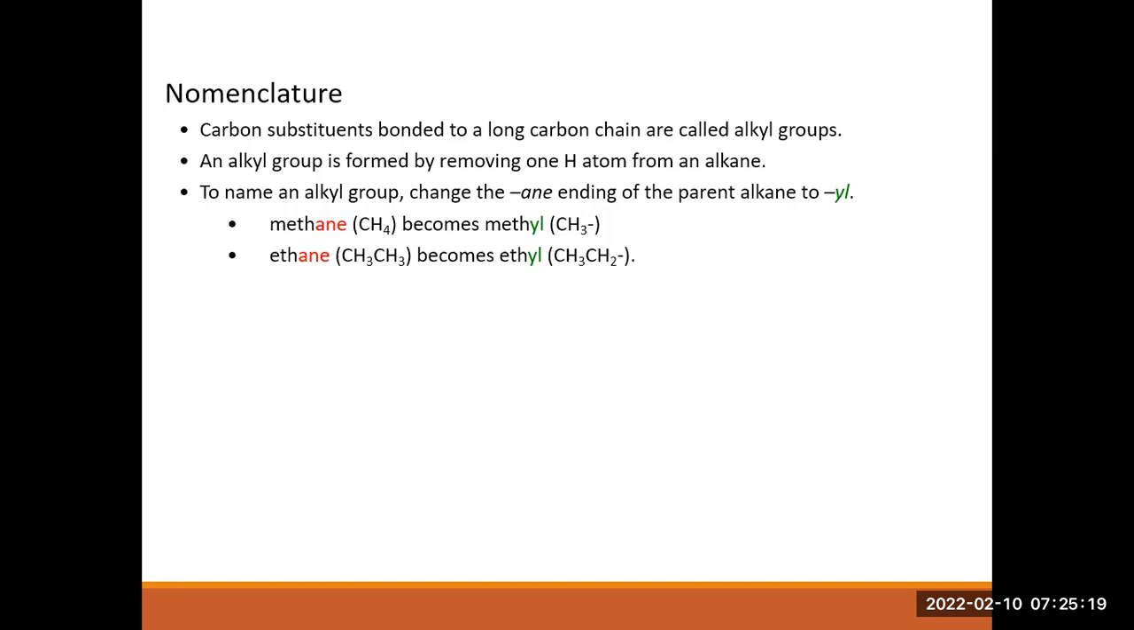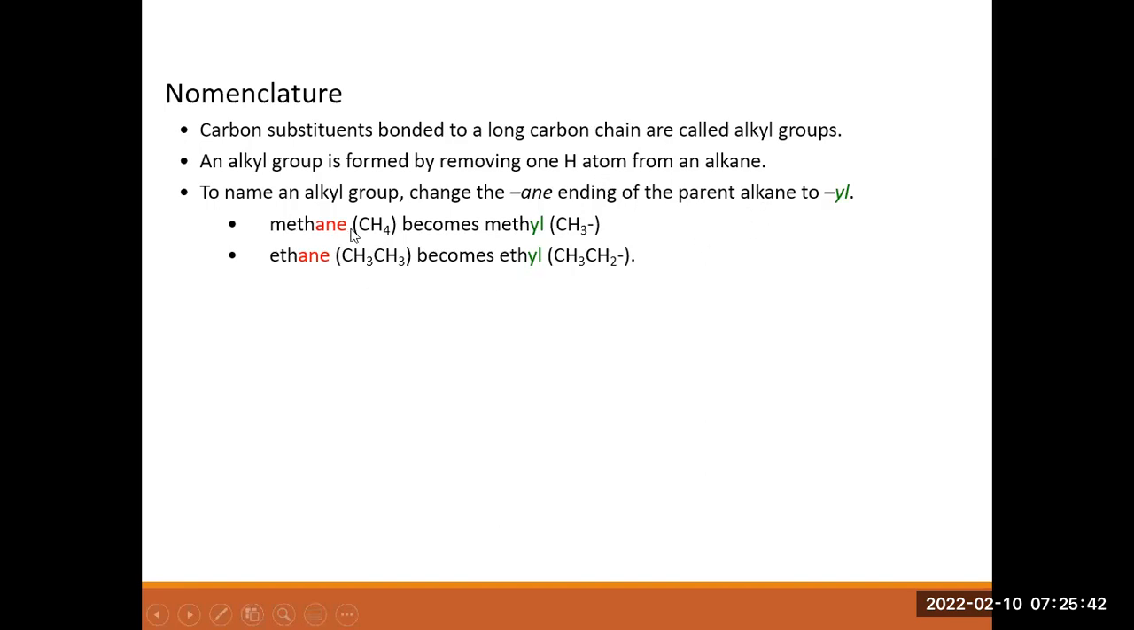Carbon substituents bonded to a long carbon chain are called alkyl groups. An alkyl group is formed by removing one H atom from an alkane. Okay, it's a substituent, meaning it's not getting the same complete formula as its original parent chain. So you're removing one H atom from an alkane.